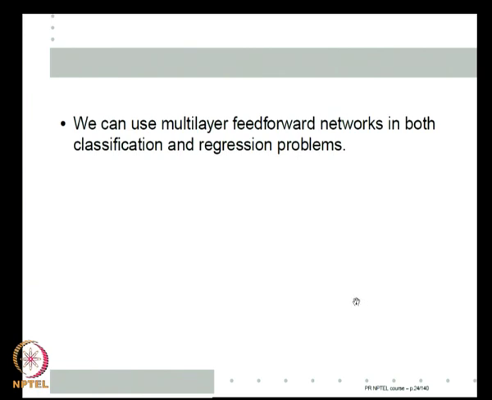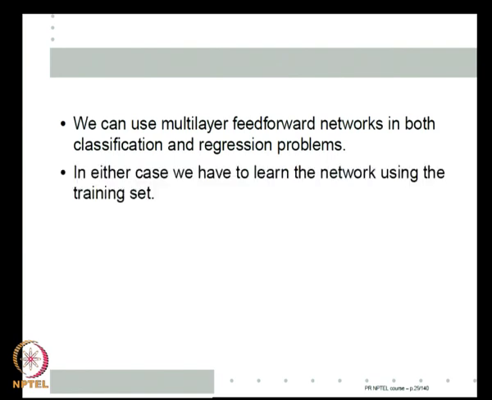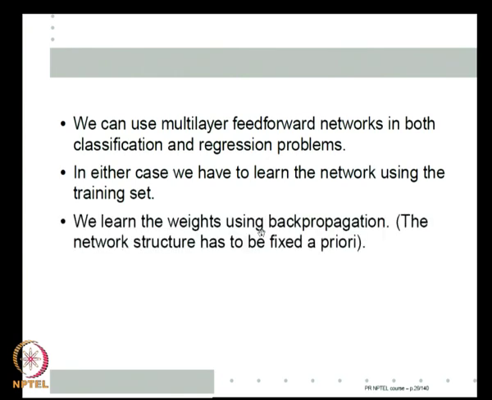Let us move on. So, we can use multi-layer feed-forward networks both in classification and regression problems, and in either case we have to learn the network using the training set, right. That is what we have been doing all through the course. So, given some training examples either for a classification problem or a regression problem, I have to learn the model. So, here we have to learn the network, and learning the network is essentially learning the weights. The network structure has to be fixed beforehand. Then I learn the weights to minimize the squared error, and we can learn the weights using backpropagation. Okay.